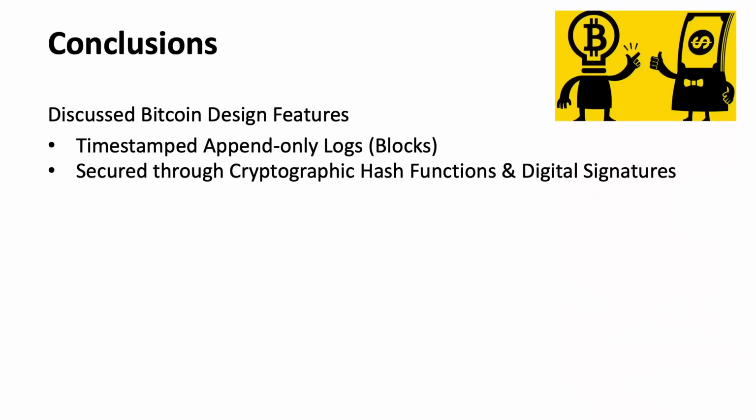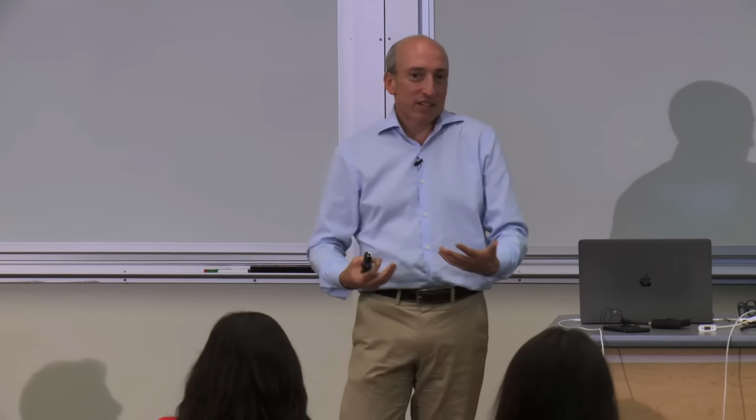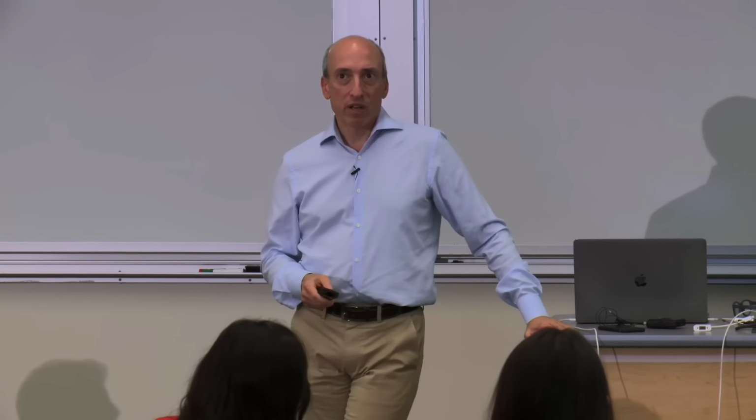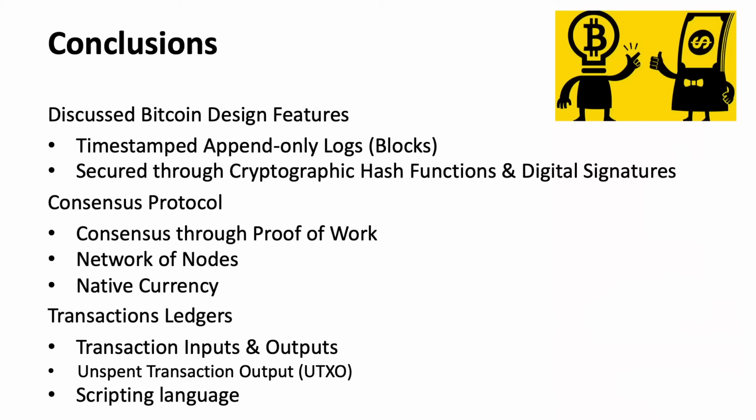So those are the key things. That's what we covered, really. What we're going to cover next Tuesday is consensus protocol. We've talked a lot about proof of work here because everybody thinks of Bitcoin as proof of work. But we're going to talk about proof of work, the nodes, and the native currency. And then next Thursday, we're going to talk about transactions.